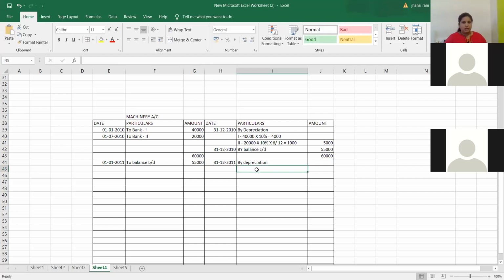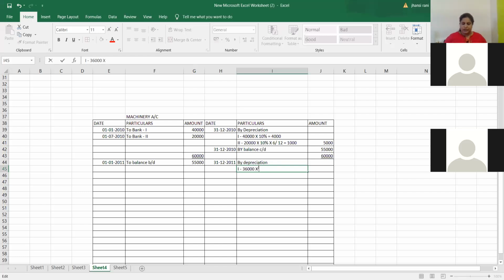Which method are we following? We are following the diminishing balance method. Now if you look here, what is the value of the first machine? The value when we purchased the machine was 40,000. And in that year, we have provided depreciation of 4,000. So what is the value of the first machine left over? It is 36,000.